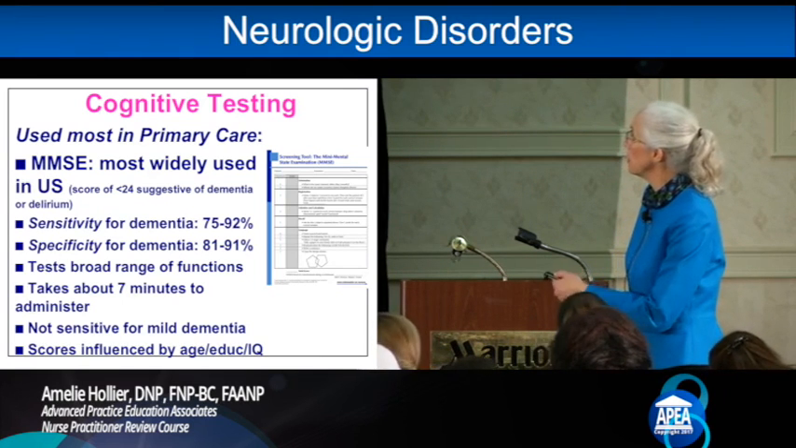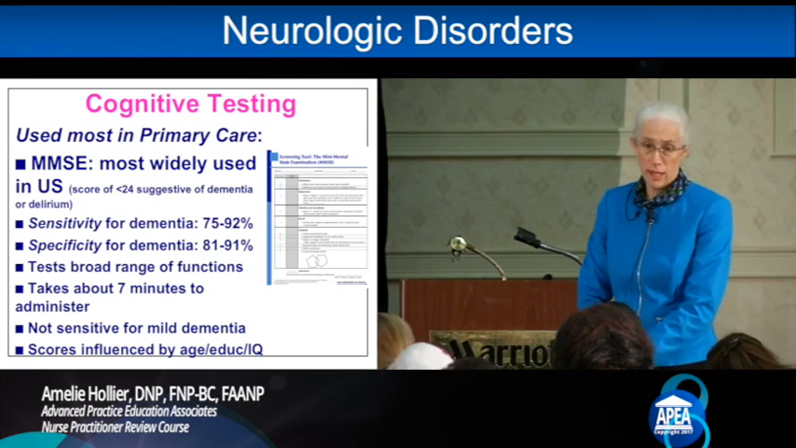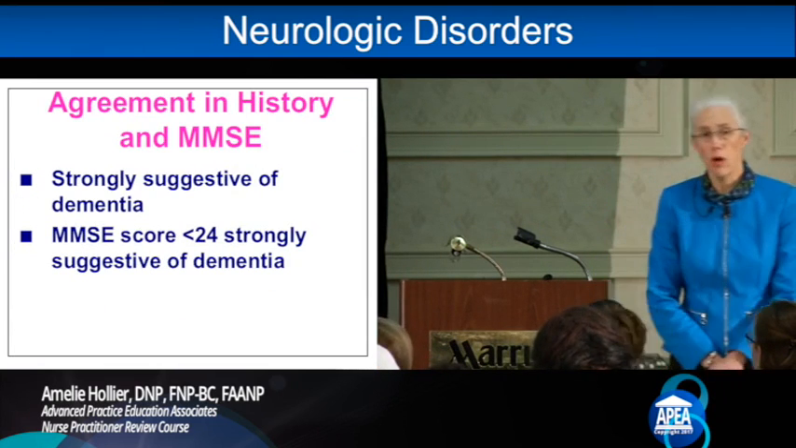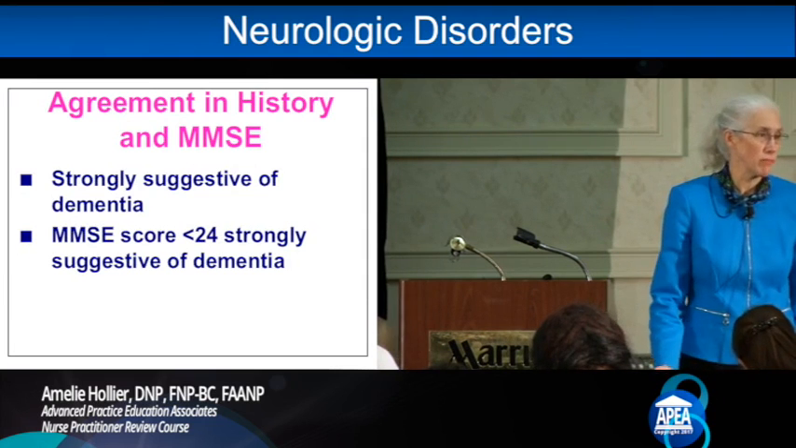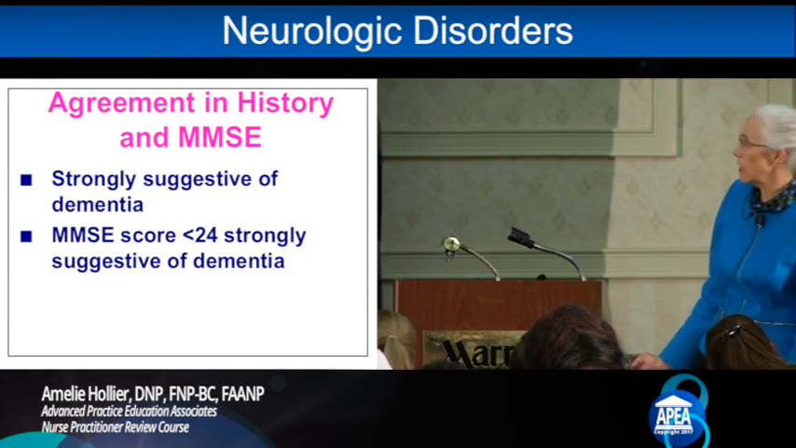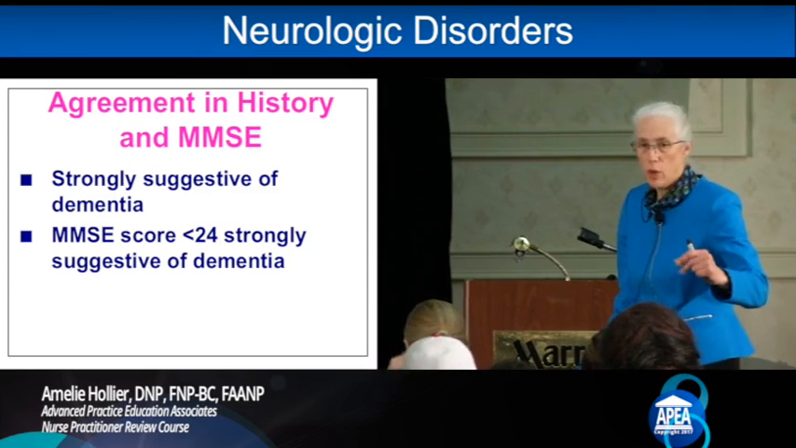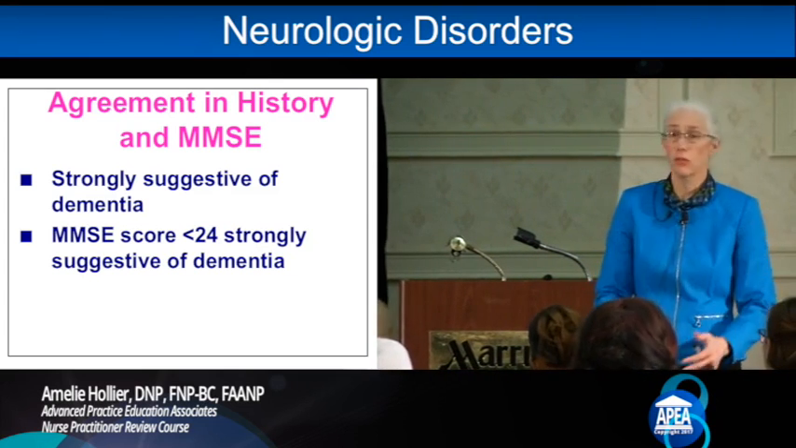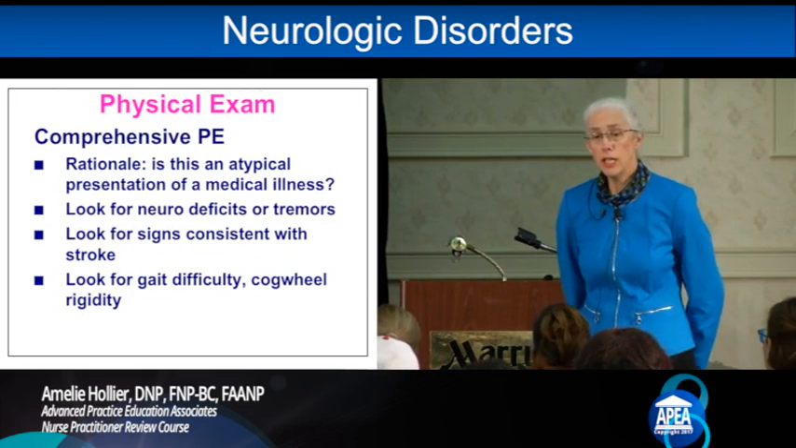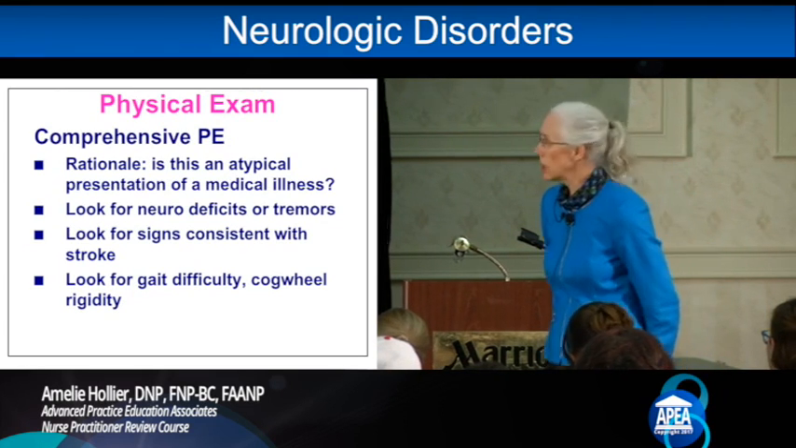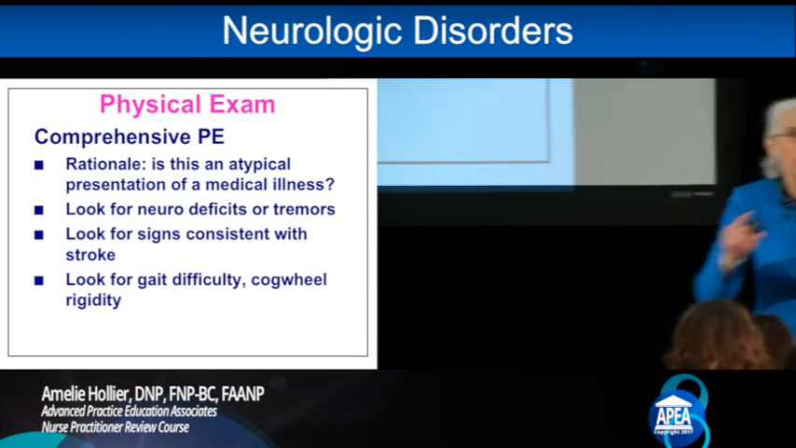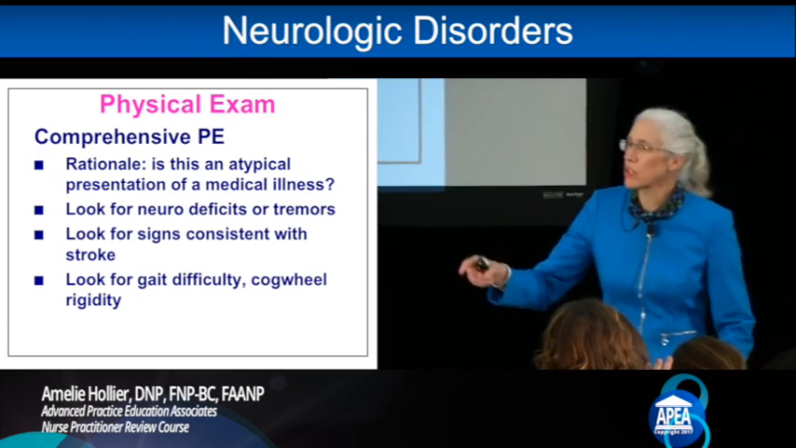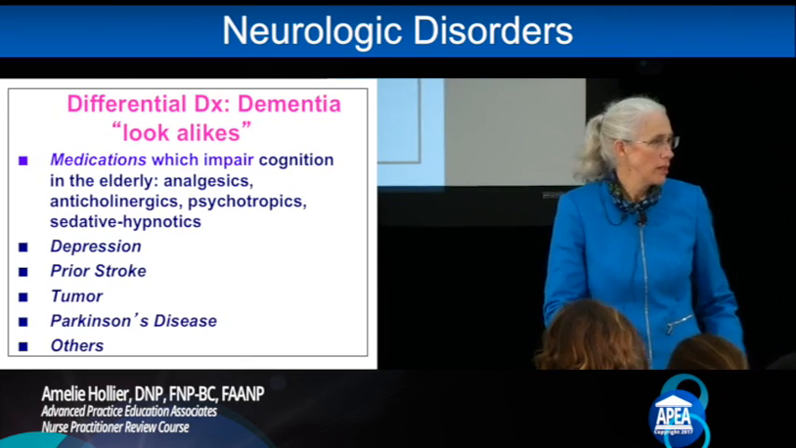And the test is a mini mental state exam. If the score on this exam is less than 24, it's strongly suggestive of dementia. All right? So the mini mental state exam we use in primary care, quick, good sensitivity and specificity, and somebody else can do it, you will review the results. You then need to do a good physical exam on them. And you know what you're always looking for? You're looking for some condition that will masquerade as dementia.